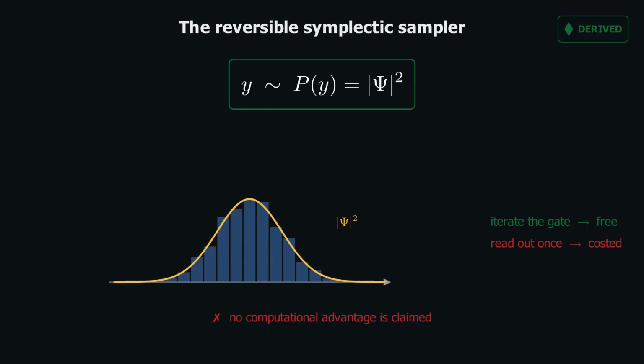Now, the discipline, imported early because it governs everything here. The substrate is a legitimate physical sampler, but it is not claimed to be a faster or more capable computer than any other. No computational advantage is asserted. The engine is reversible and universal in the ordinary sense, and that is all.